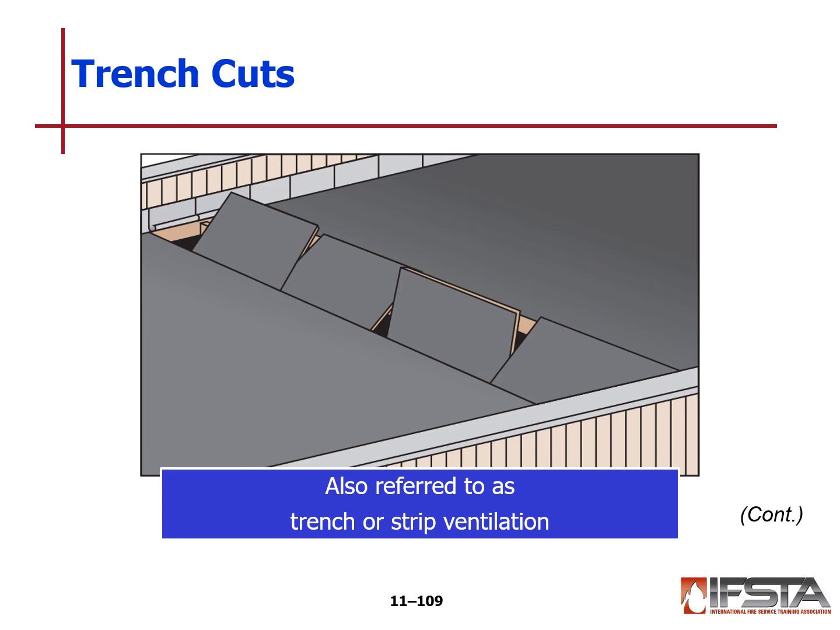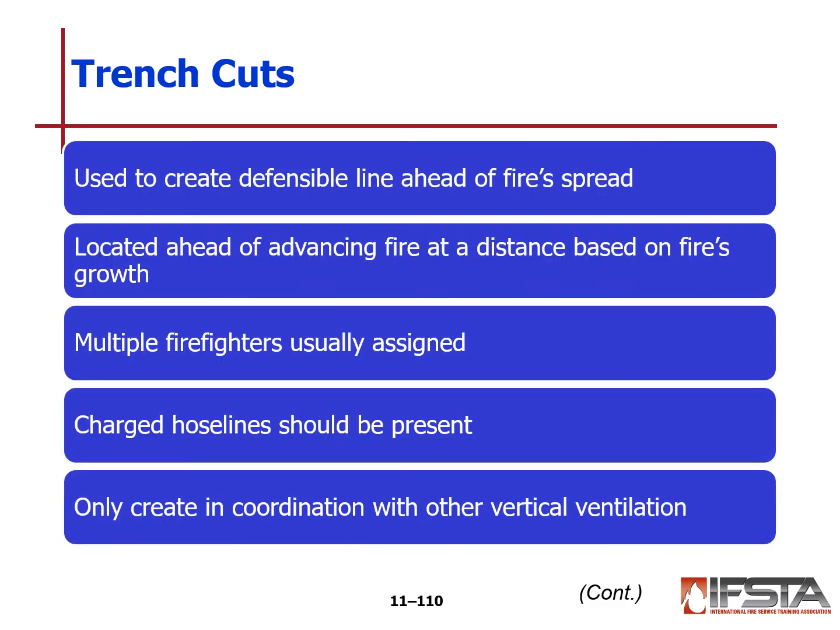Trench cut, also referred to as trench or strip ventilation. This is where we go the width of the roof, basically in line with our support material, and we do a louvered cut, and basically you're creating a fire stop. It exhausts us out, and if you coordinate it right, you're able to fight the fire there at that point from the inside.